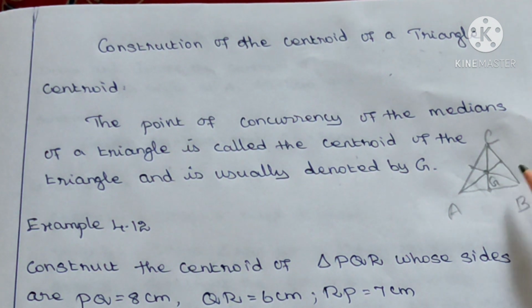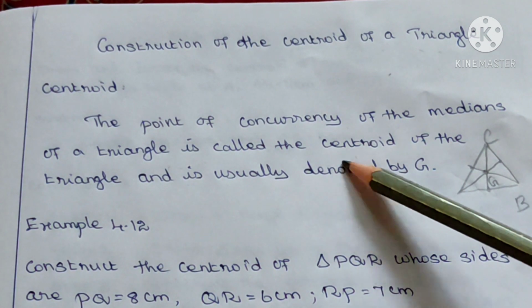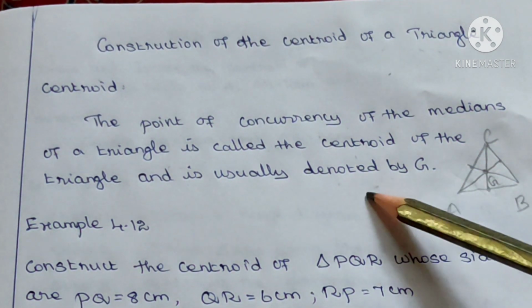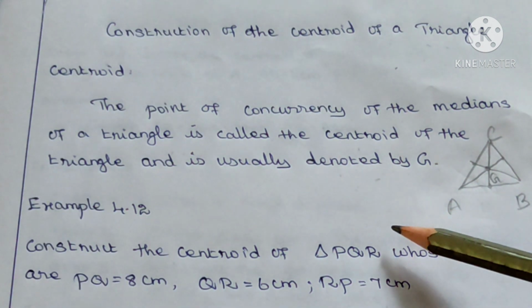Okay, again I'll repeat the definition. The point of concurrency of the medians of a triangle is called the centroid of the triangle and is usually denoted by G. Now I'll explain one example sum.